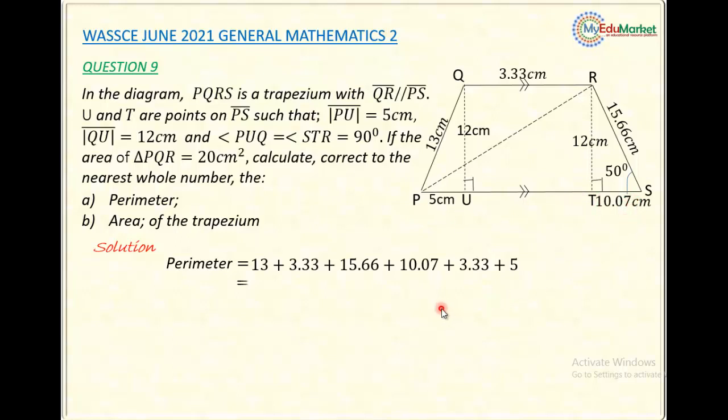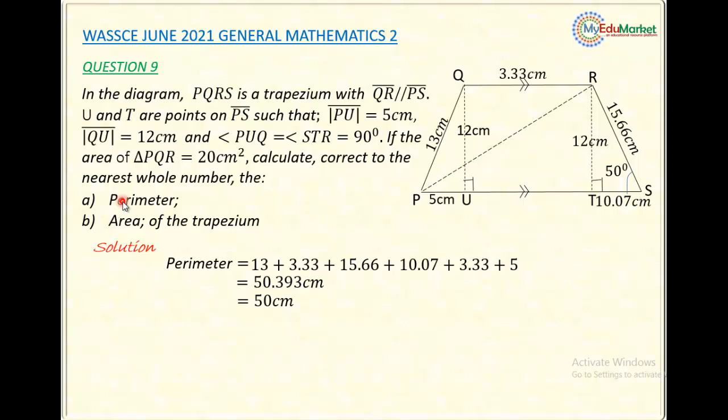So adding this correctly will give the answer 50.393 centimeters, but the question says to the nearest whole number, so I have to approximate this to the nearest whole number. That is going to be 50 centimeters. So the perimeter of the trapezium is now 50 centimeters. So question A has been answered.